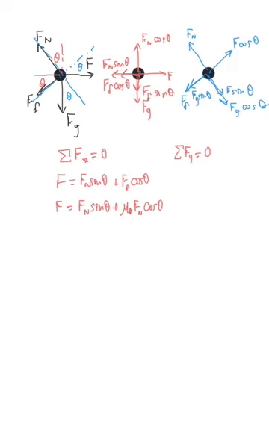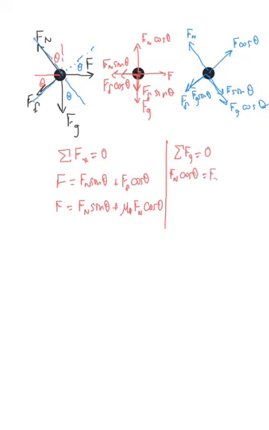So let's look at now doing the y direction. So in the y direction, we're going to equate the upward forces with the downward forces. So we're going to set Fn cosine theta, the upward force, equal to the sum of the downward forces, the Ff sine theta and the Fg.